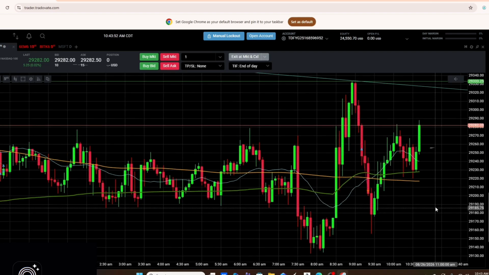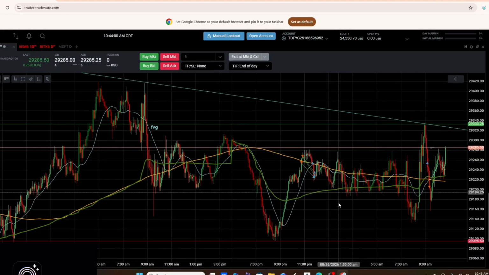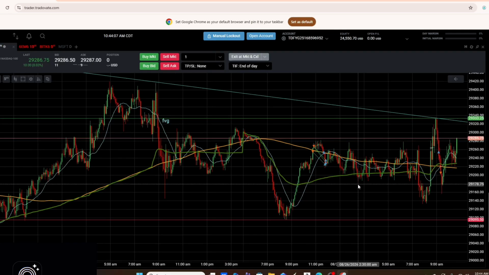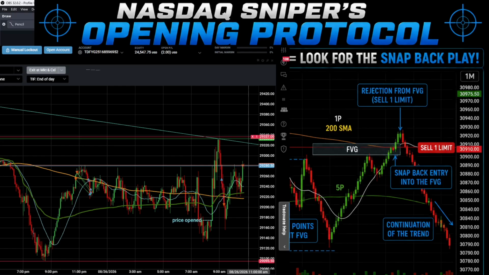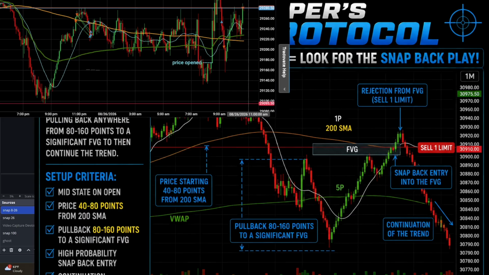Okay. So I'm going to put these two pictures side by side. And they almost look identical. And you see for yourself exactly why we have this as a protocol here at the Nasdaq Sniper Academy. All right, folks. So do you see? It almost looks exactly the same. See how price starts down here at a mid-state on my protocol, and it comes up into a fair value gap about 100. In this example, it looks like 130, 140 points away, right? And again, we said it could go up to 160. That's usually what we see, 120, 130, 140.